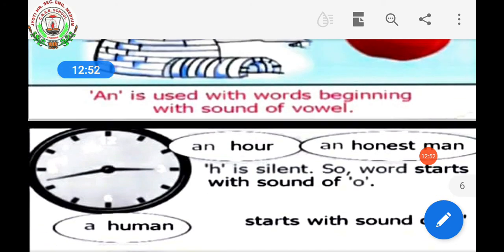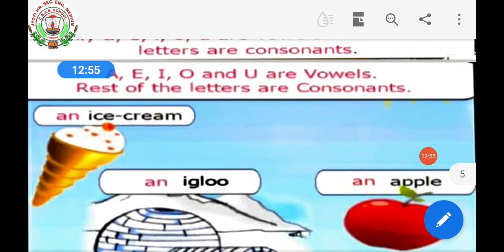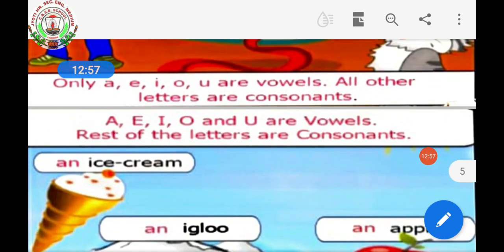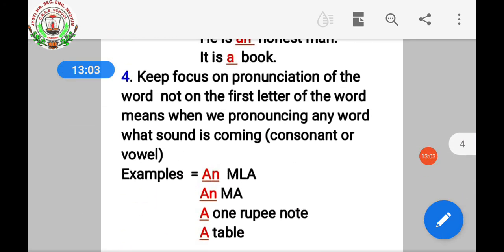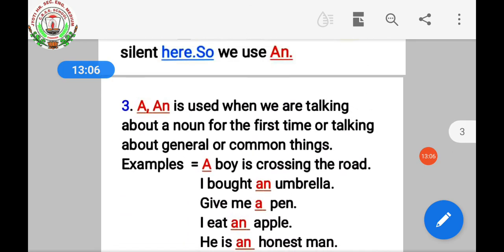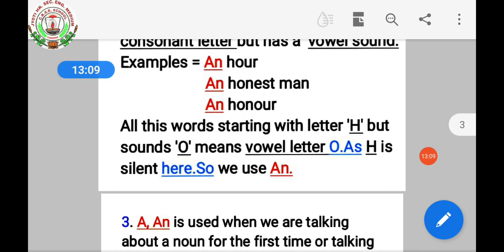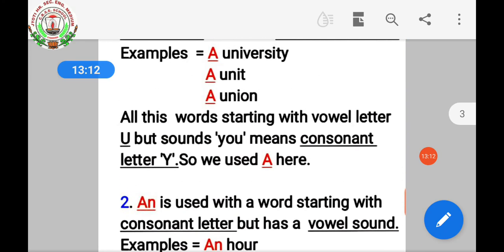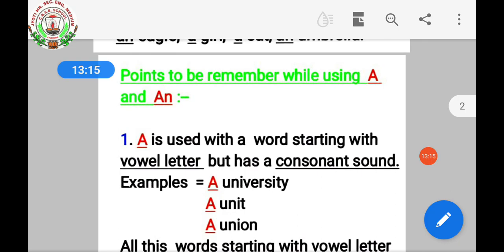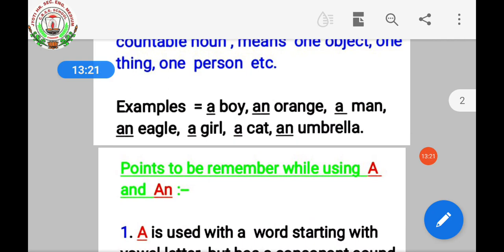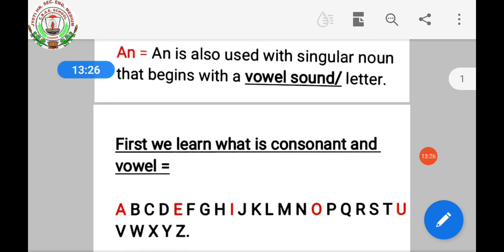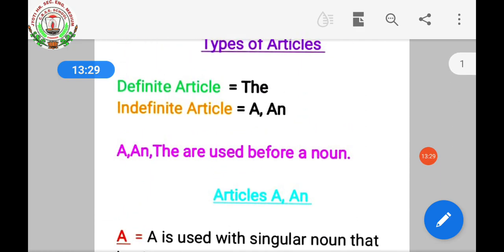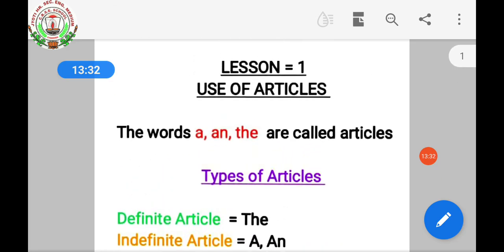Hope you understand these articles a and an, and where you have to use them, and what points you have to remember. You have to learn and understand all these points. I will explain the definite article in the next video, and after that I will give the PDF of Lesson 1, use of articles, when I complete the definite article the. Okay students, hope you understand all the rules and what types of articles there are. Okay.